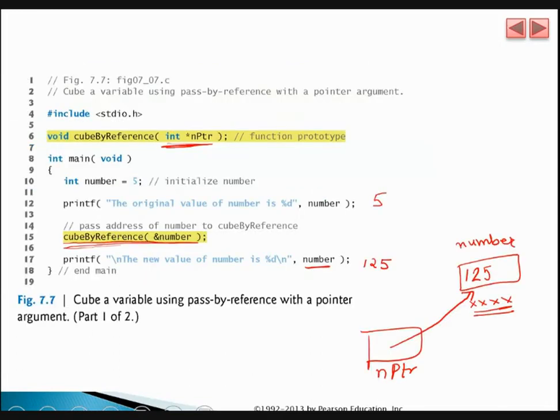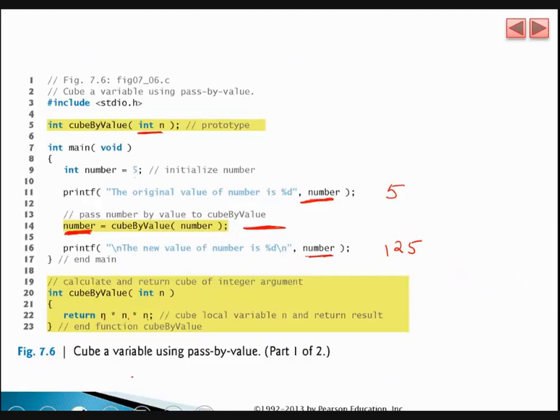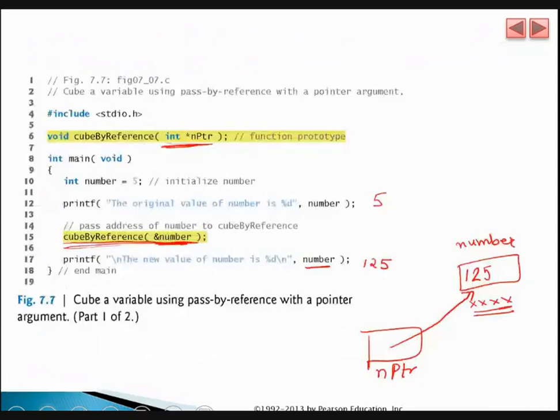What you have to remember is just two things. First, when calling a function by reference, you have to pass the address of the variable, not just the simple variable. This is the first difference. In pass by value, we just pass number, but when we are doing call by reference, we are passing the address of that number variable.